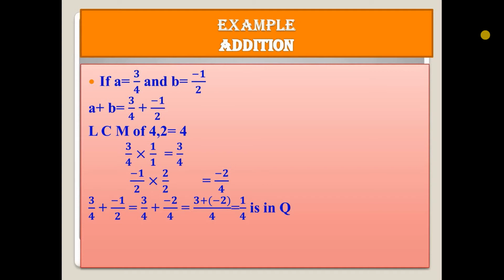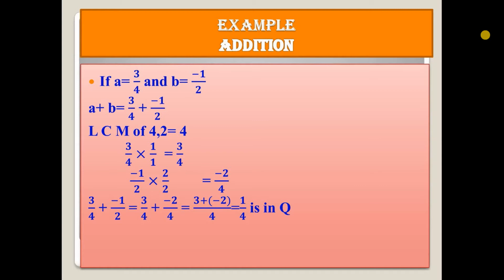So 3 minus 2 gives 1. The bigger number's sign is plus. So 1/4. Where does this 1/4 belong? Q. What is that? Q, rational number. So these are rational numbers. So this is the closure property of addition.